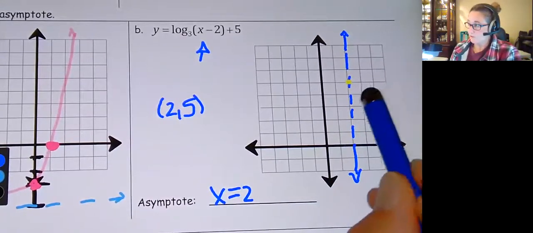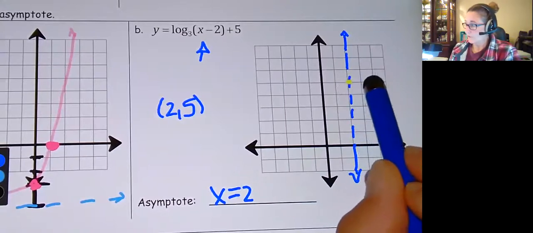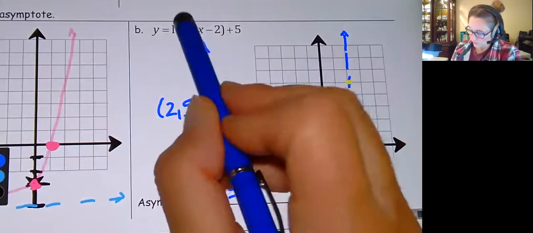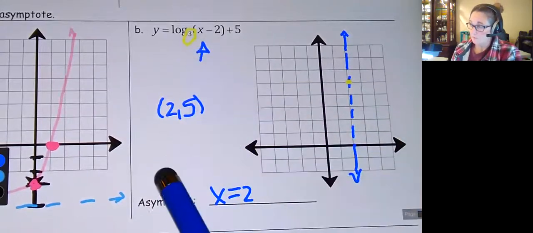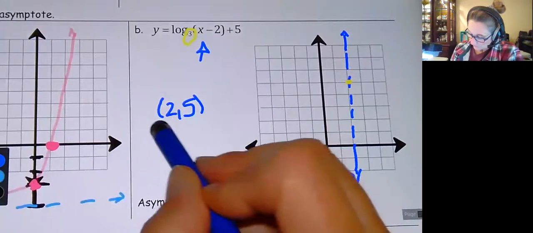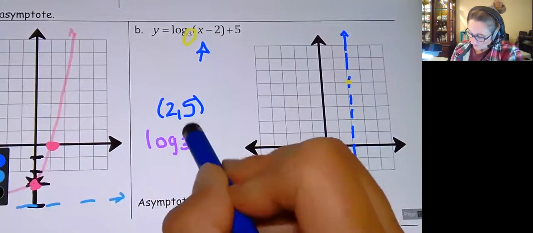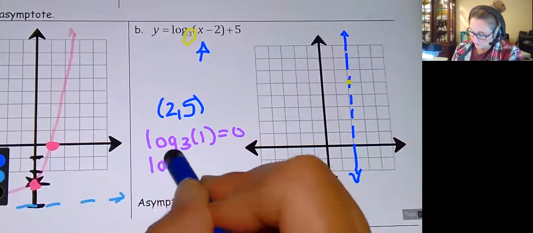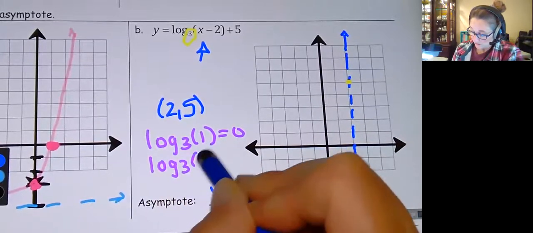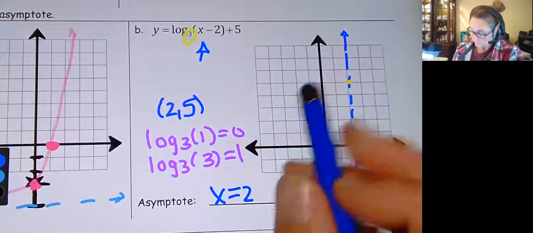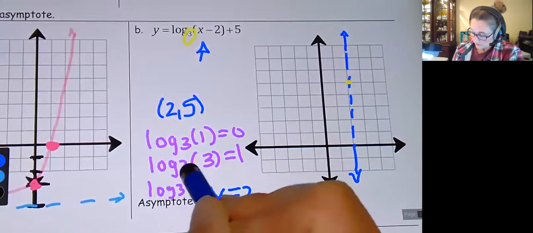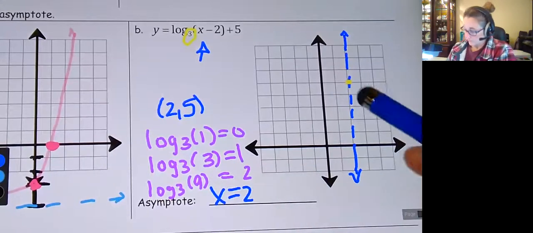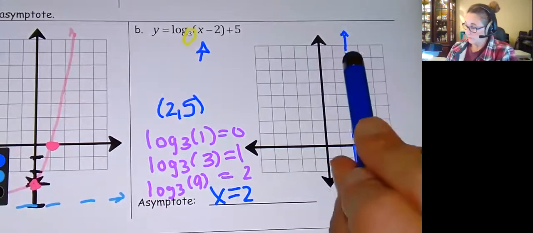This is where I'm going to be going out. 1 and 3 and 9 and 27. And if you're going, why are you going out those numbers? Because my base is 3. And so when I'm graphing, log base 3 of 1 is 0. Okay, you got to know these numbers. Log base 3 of 3 is 1. Log base 3 of 9 is 2.